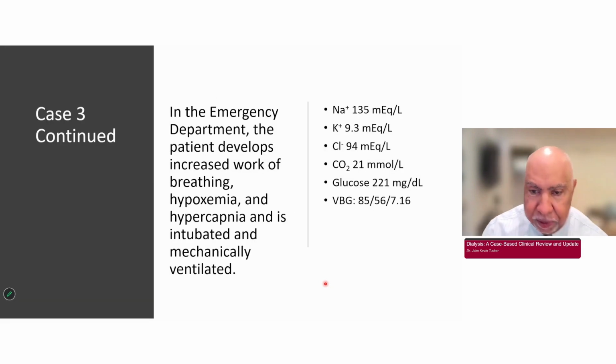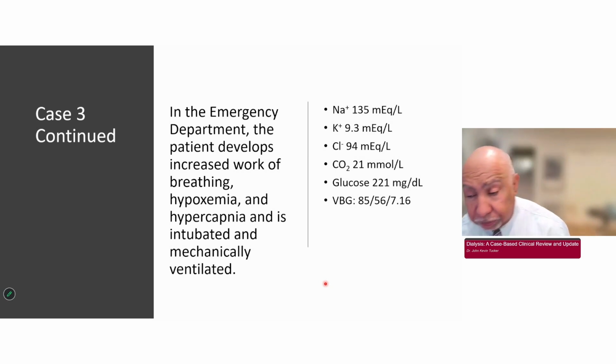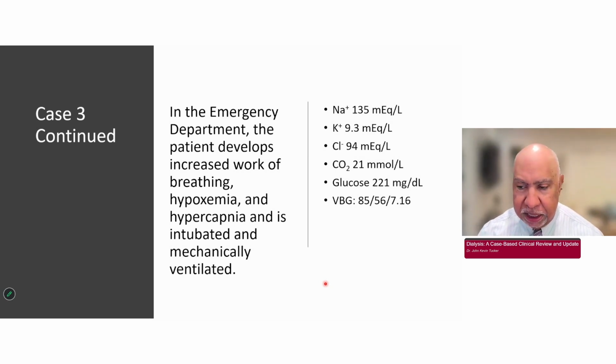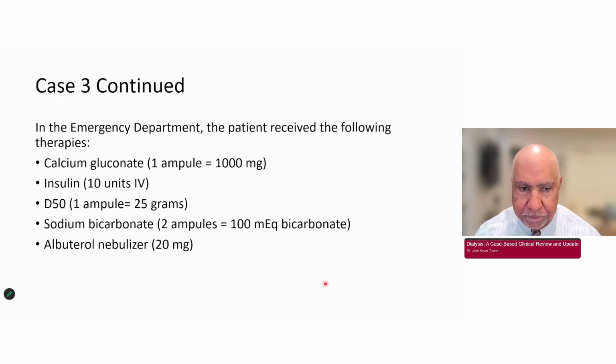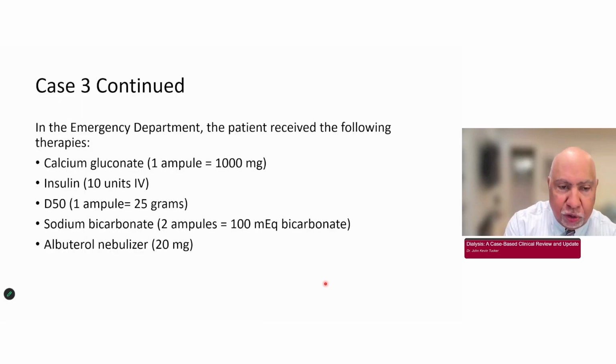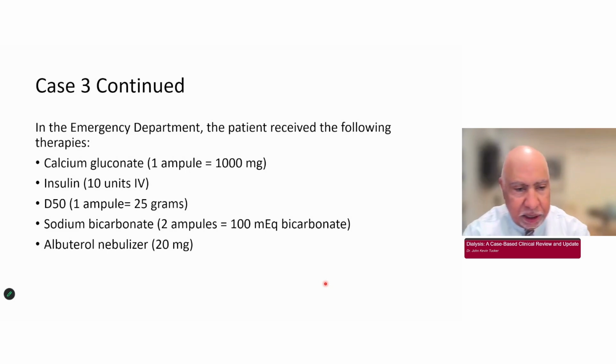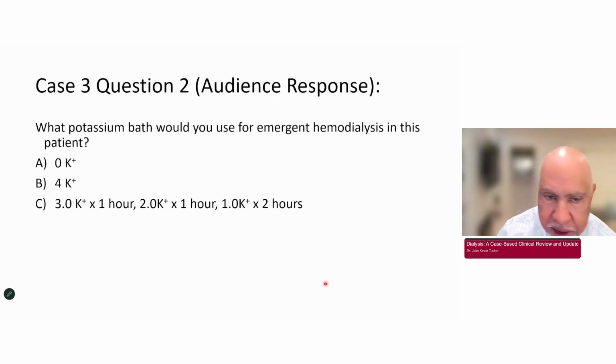So in the emergency department, the patient develops increased work of breathing, hypoxemia and hypercapnia, and is intubated and mechanically ventilated. His labs come back with potassium of 9.3. His glucose was 221, and you can see his venous blood gas showing a pH of 7.16. In the emergency department, he gets the usual cocktail: calcium gluconate, insulin, D50, sodium bicarbonate, and high-dose albuterol nebulizer while we're trying to tee up dialysis.